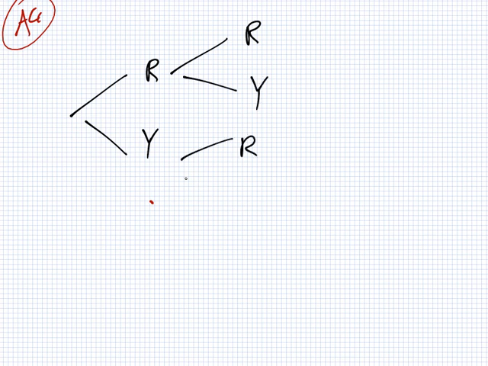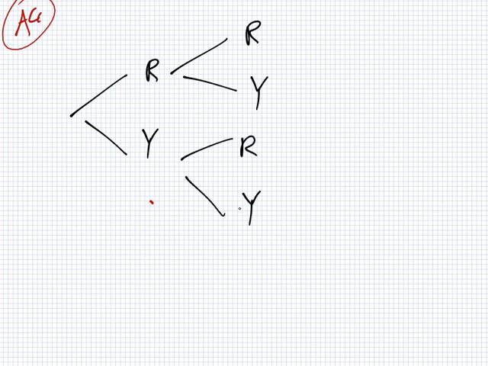A box contains 5 red and 3 yellow, and you draw 2 beads with no replacement, meaning once the bead is taken out, it's left out. So at the very beginning, you have a choice. You can either get red, or you could get yellow. And then second time, you could get red, you could get yellow, you could get red, or you could get yellow.